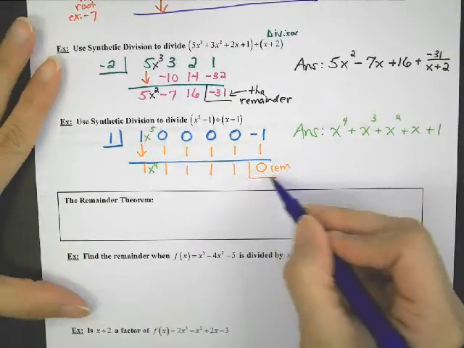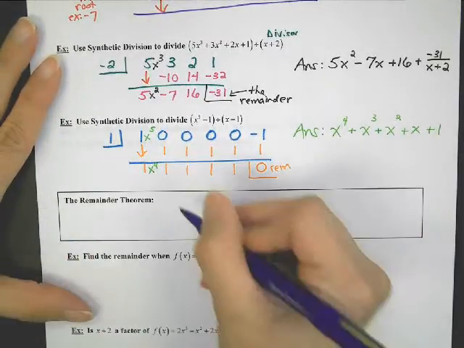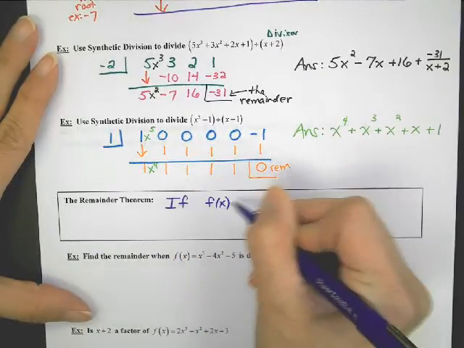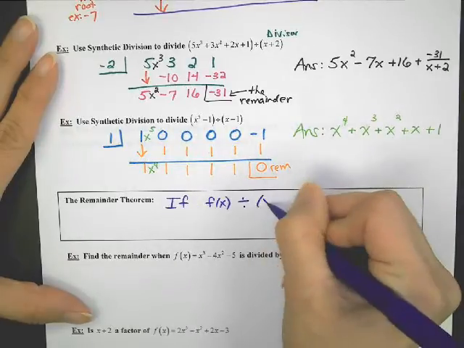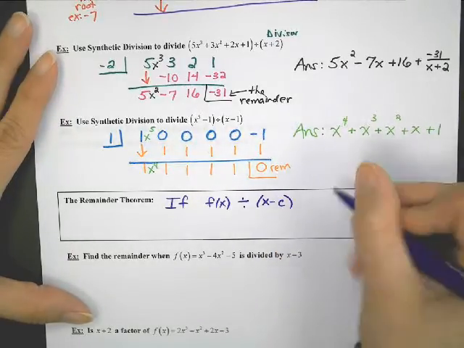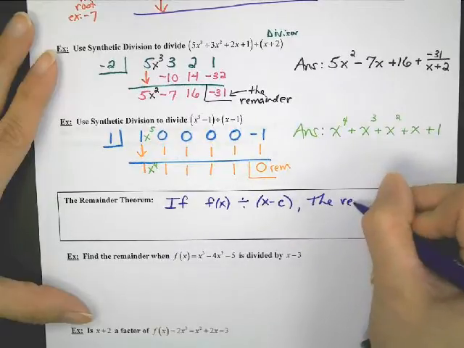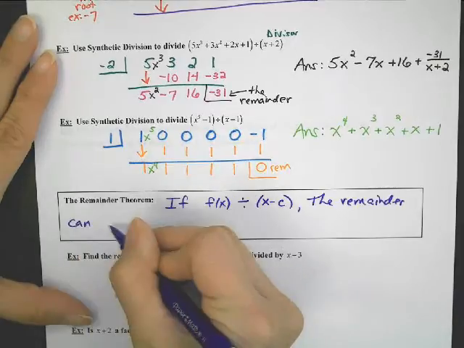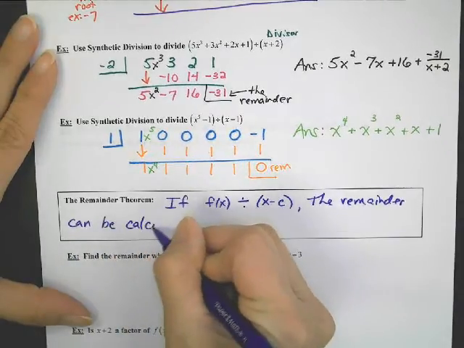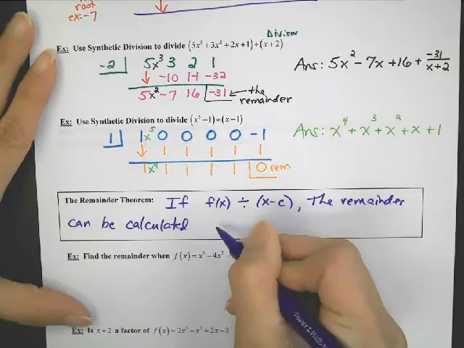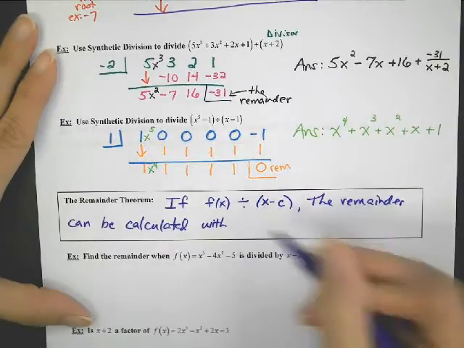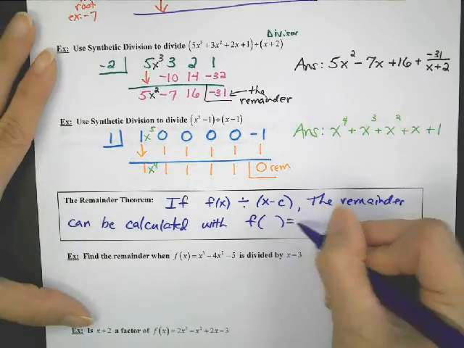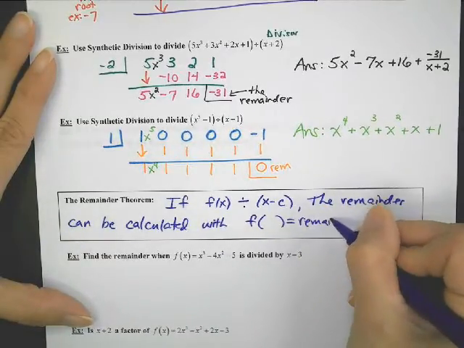What if you want to know what the remainder is without doing all of this work? So if f of x is divided by x minus c, the remainder can be calculated with f of some number, and that's how you get the remainder.